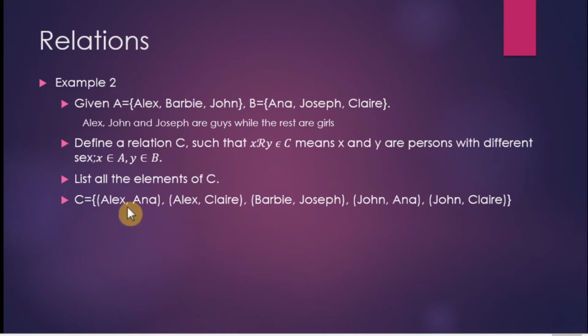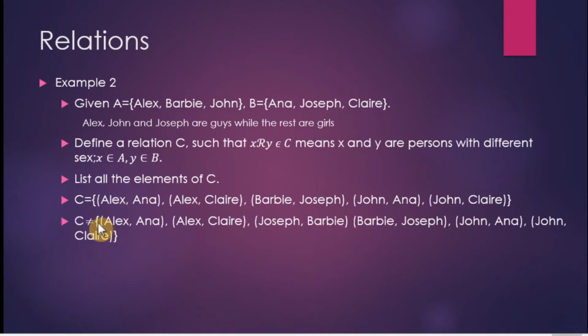Let us list all the elements of relation C. We have (Alex, Anna), (Alex, Claire), (Barbie, Joseph), (John, Anna), and (John, Claire). We have to check that the condition for the relation is satisfied. That is, for each ordered pair, the 2 people here have different sex.